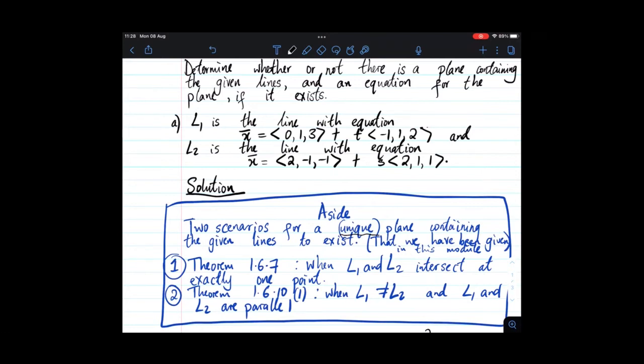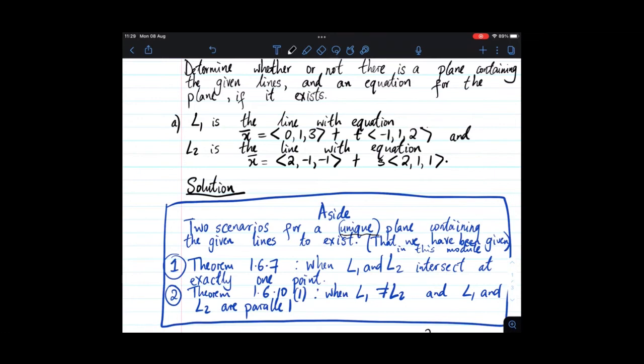Maybe we are able to eliminate one of the cases just by observation. So the first scenario, L1 and L2 have to intersect at exactly one point. Well, we've got these lines, we don't really know, we can't really check. Most probably, if you use some software, you'll be able to see if they intersect or not. But let's just say by observation, we can't see that. And let's look at the second scenario.